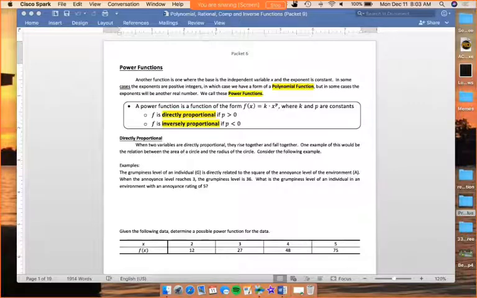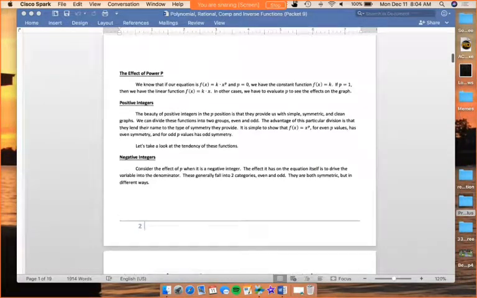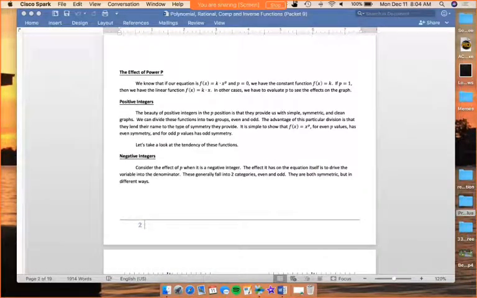But I want to just point out that with power functions, you can use any number as an exponent, any number that fits the situation. It doesn't have to be a whole number. It doesn't have to be positive or negative. It doesn't even have to be rational. You could have an exponent of pi or e or whatever you'd like.